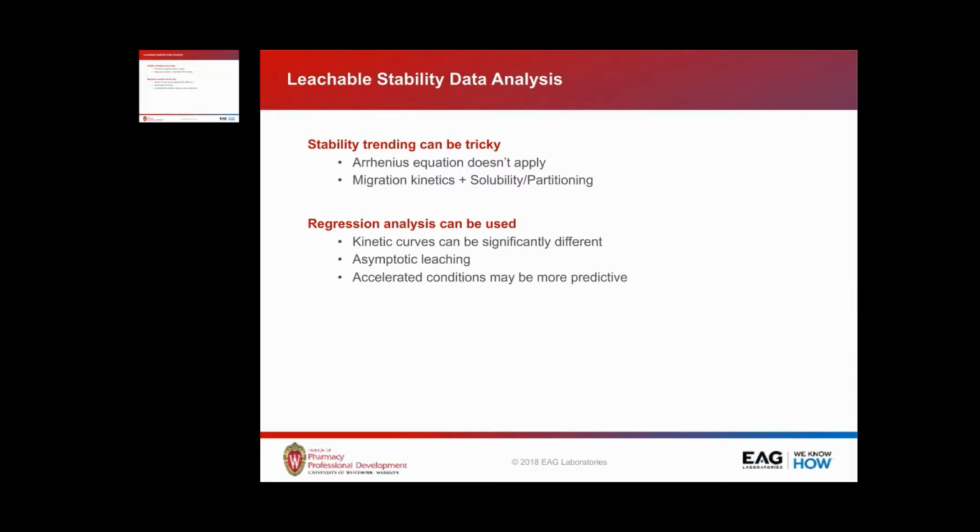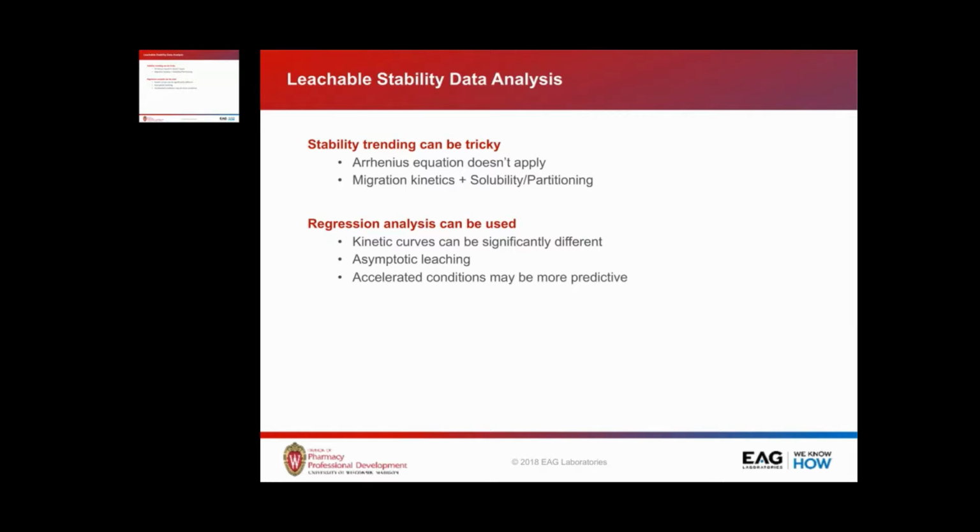The first are migration kinetics, and this is how fast a specific leachable can migrate through the container closure system. So if you have an HDPE bottle, how fast can that leachable actually migrate through that physical polymer bottle over time? What's the rate of that? And that can vary significantly between different types of leachables.